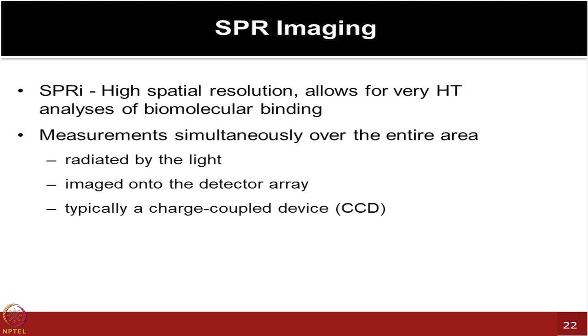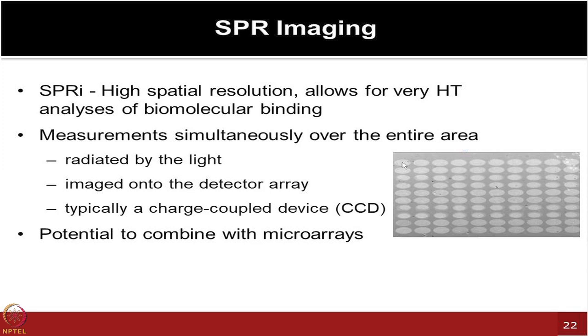which will show you that each one of those features which you have printed on the chip will give you an image which looks like a microarray, but it's not actually a microarray. So, that kind of concept was used. Can we image the whole chip rather than exciting it at a specific angle only, which is what you use in the SPR case? So, you are radiating the light and imaging on the detector arrays, you are using some sort of CCD devices which are not so costly, and this particular platform showed potential to combine with the microarray based technologies, because anything which you can now do in a high throughput way for the whole chip is very much compatible with the microarrays.